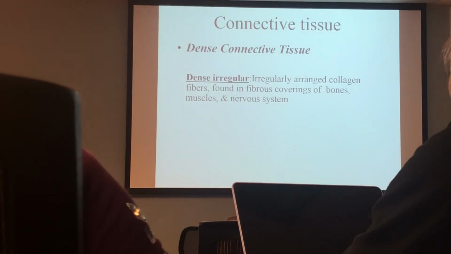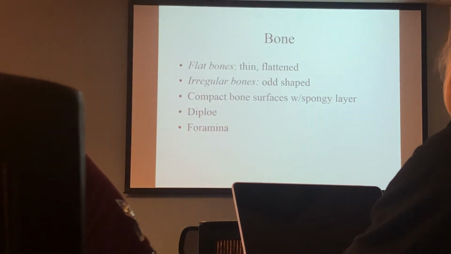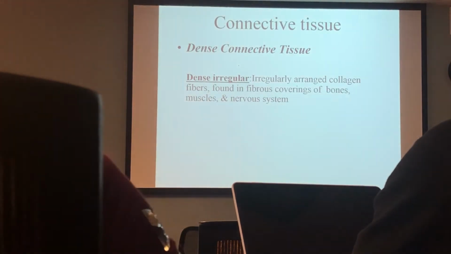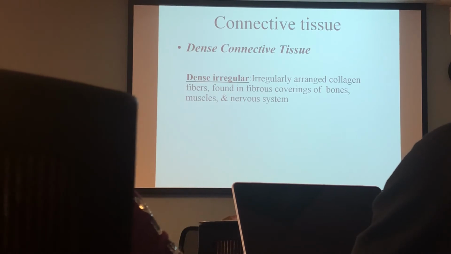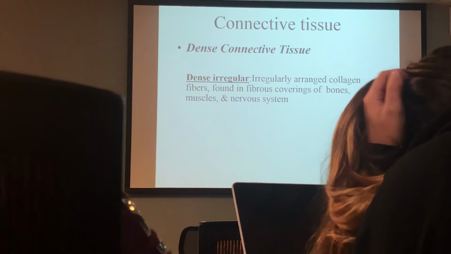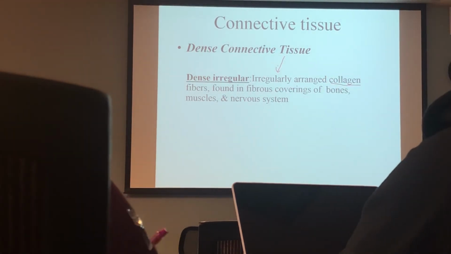Now, then you have dense CT, right? You have dense regular and dense irregular. Dense irregular CT is going to be my focus here, right? Now, why do they call it irregular? Because all these collagen fibers run in an irregular pattern, okay? That's why they call it dense irregular.